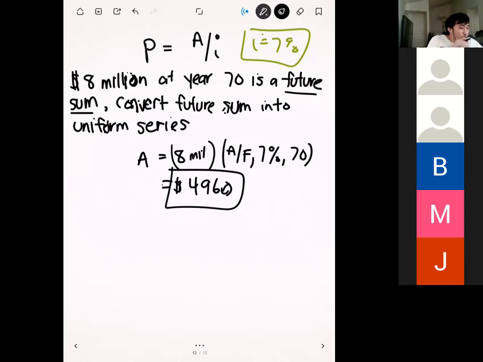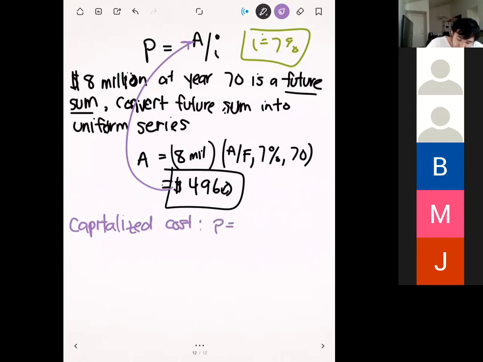Now that we have our uniform series, we can just take this and plug it right into our capitalized cost formula right here. So our capitalized cost is simply going to be our 4,960 divided by 0.07. And this is going to be $71,000.